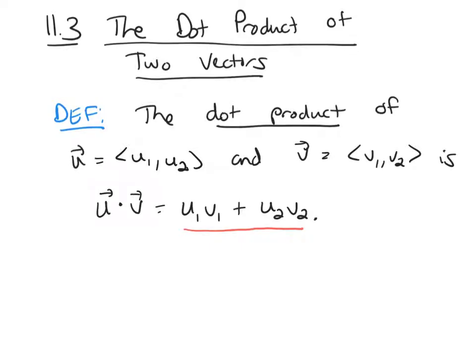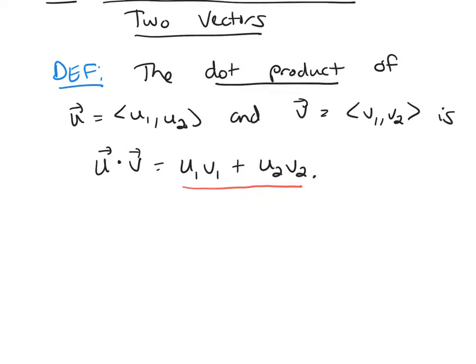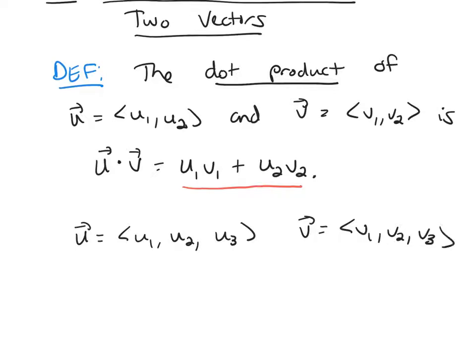And how would we define the dot product if our vectors were three-dimensional? So if your vector u had entries u1, u2, u3, and if v had three entries, v1, v2, v3, then your dot product would be u1 v1, plus u2 v2, plus u3 v3.